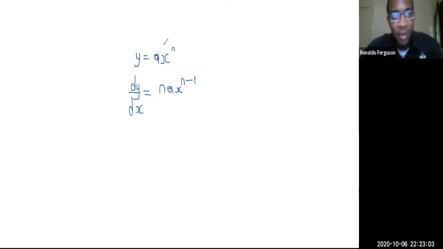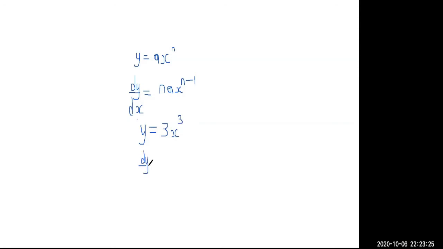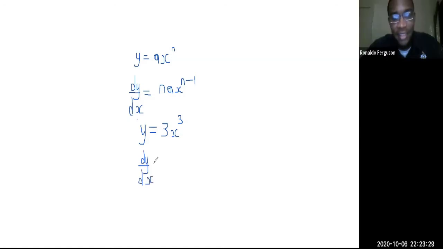So let me give you an example. Let's say for example, y is equal to 3x cubed. That's what is dy by dx. Dy by dx is 9x squared. Very good. Dy by dx is equal to 9x squared.